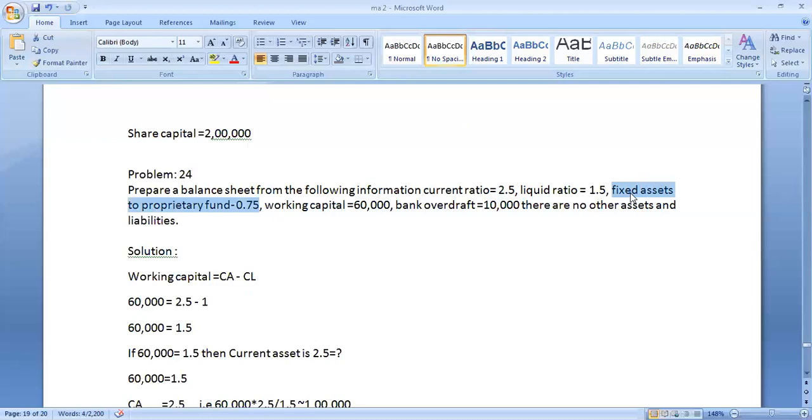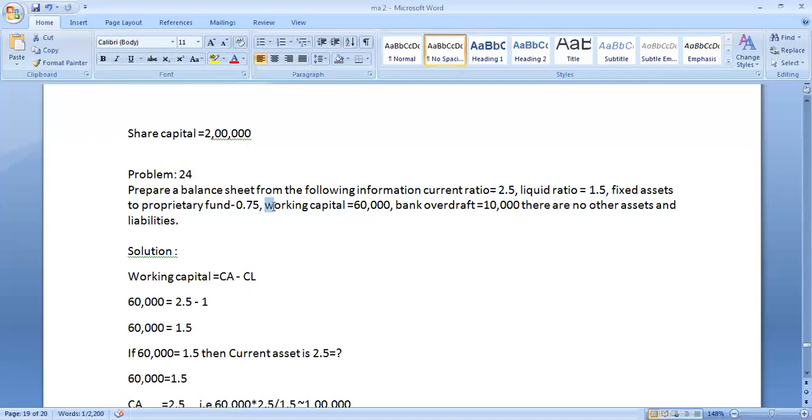Whenever no ratio is given for an item, it is understood and taken as 1. So current assets goes with 2.5 and the current liability goes with 1. The liquid assets goes with 1.5 and the liquid liability goes with 1.1. Again, fixed assets to proprietor's fund: fixed assets takes the ratio 0.75 and proprietor's fund takes the value 1. This we have already computed in the previous problem. Whenever this information is given, you need to compulsorily find out the share capital and the fixed assets along with the proprietary fund.